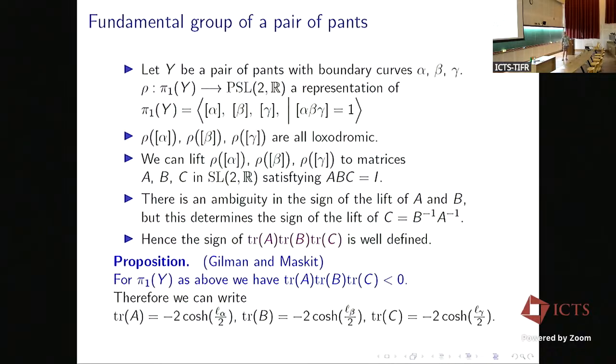You can think of it as being in a component of the representation variety that does not contain the trivial representation if you want, but really you can do this by examining cases. And therefore, if we are going to make some choices, I could always choose A, B, and C so that their traces are always minus 2 times the hyperbolic cosine of the length over 2, if I want to.